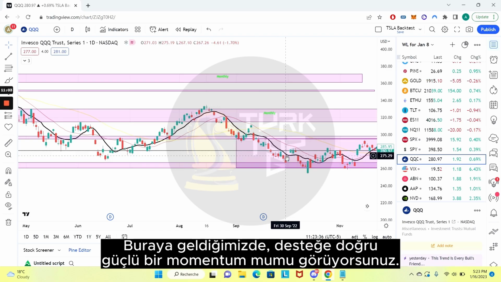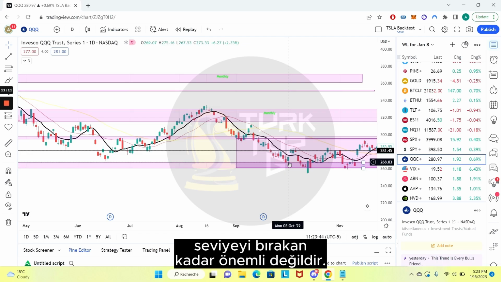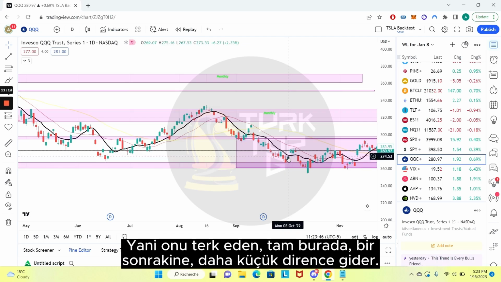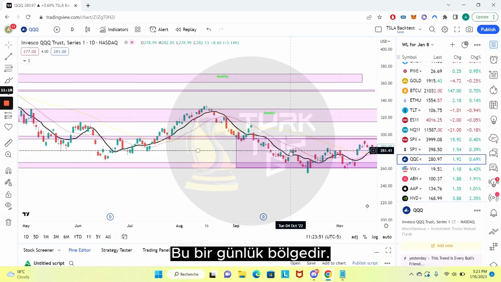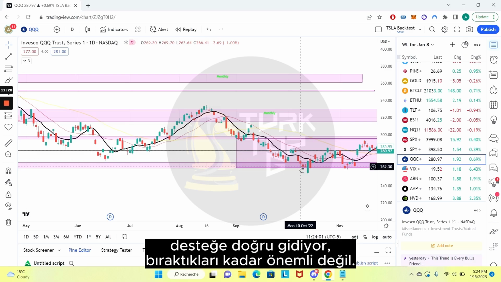Once we get down here, you see a strong momentum candle into the support. As I said, a momentum candle into a level is not as important as the one leaving it. So the one that leaves it is right here, goes to the smaller resistance. This is a daily zone, and then it gets pushed back. When it gets pushed back, again, strong momentum candles into the support, not as important as the one leaving it.